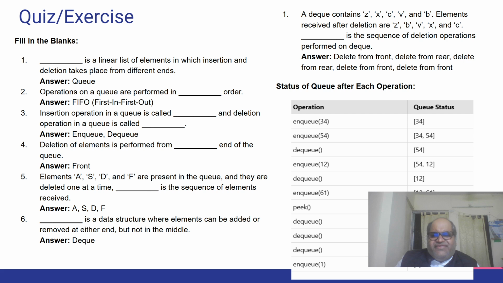Now the question is about a DQ with elements J, D, X, C, V, and B. The elements received after deletion are J, B, V, X, and C. So what is the sequence of deletion operations performed on the queue? You delete from the beginning, that is J, and then from the remaining X, C, V, B you delete from the front, that is B, then you delete from the front, that is V, then you delete from the rear, that is X, and then C. So delete from both front and rear. You can look at this example.